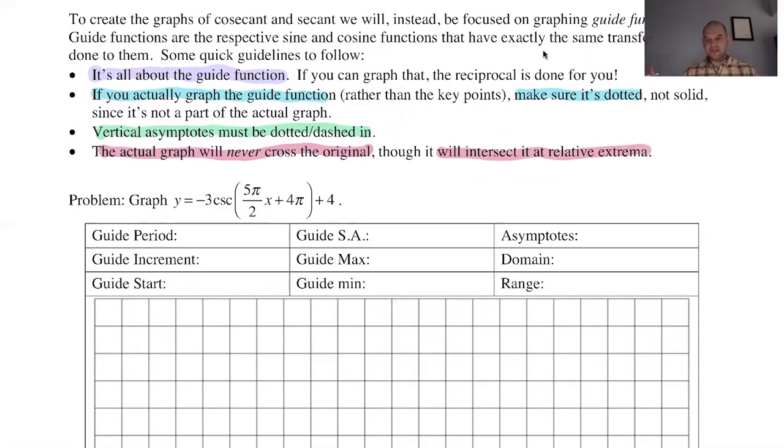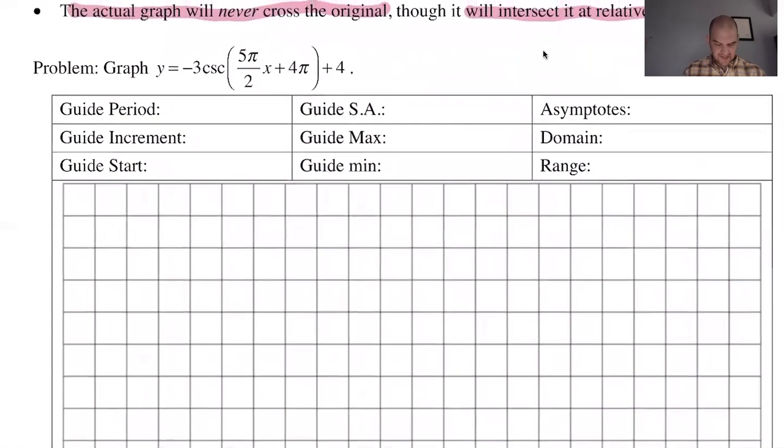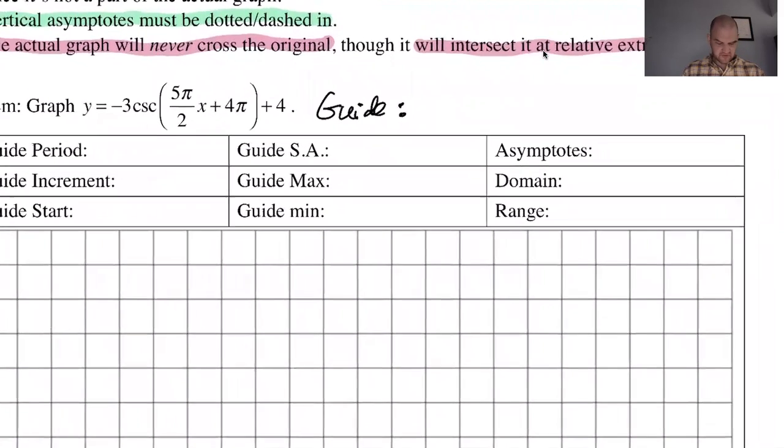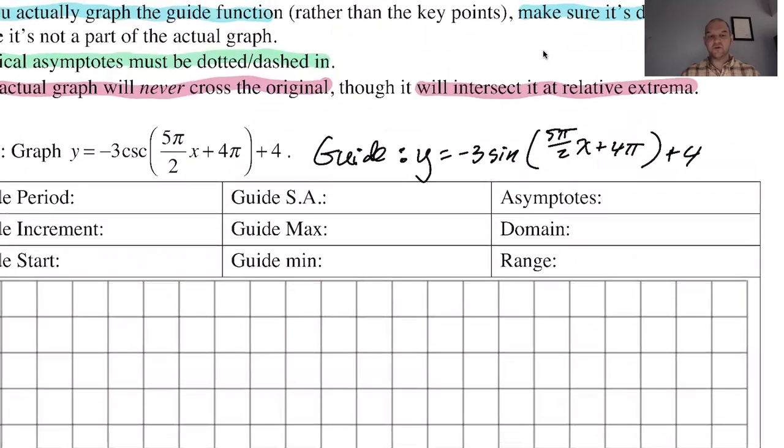And then with that in mind, let's just do it. So we have all this stuff. So the guide function that we're going to use, and you don't really need to do this, you literally just turn the cosecant into a sine. So it's still going to be -3 sine of 5 pi over 2 x plus 4 pi, plus 4. This is your guide, right? So you literally just turn cosecant into sine. You don't do anything else.